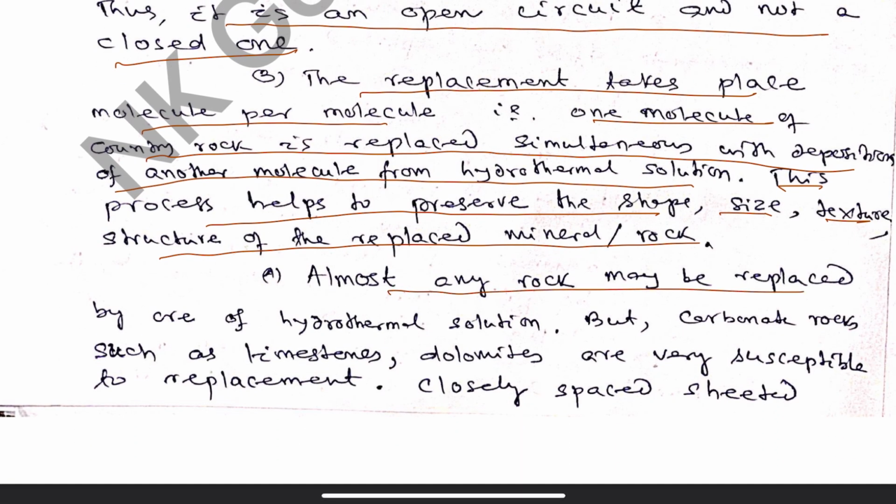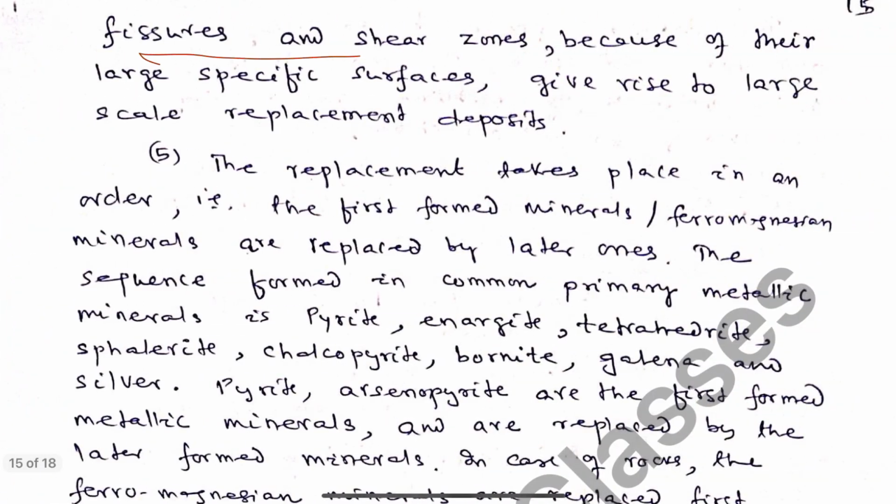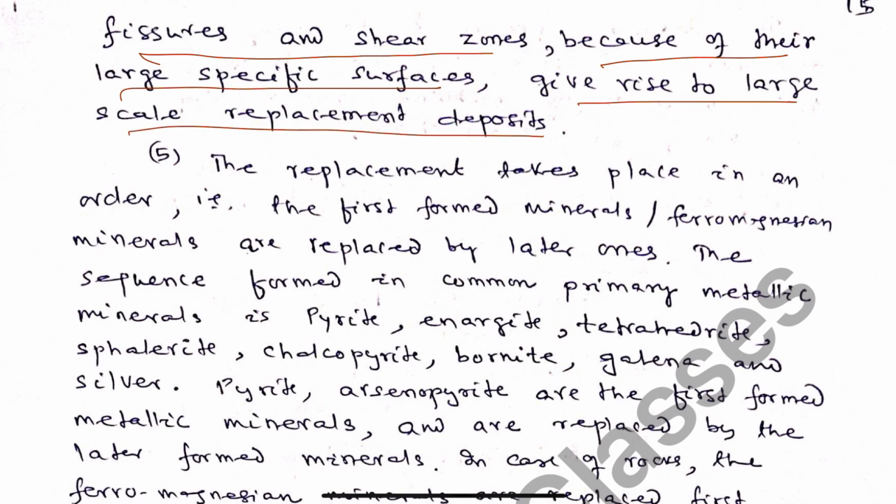Almost any rock may be replaced by ore of hydrothermal solution, but the carbonate rocks such as limestones and dolomites are very susceptible to replacement. Closely spaced sheeted fissures and shear zones, because of their large specific surfaces, give rise to large scale replacement deposits.